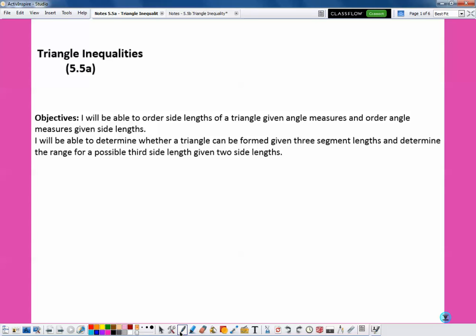Today we're going to be discussing triangle inequalities. Our objectives are that we will be able to order side lengths of a triangle given angle measures and order angle measures given side lengths. We will be able to determine whether a triangle can be formed given 3 segments and determine the range for a possible third side given 2 side lengths.